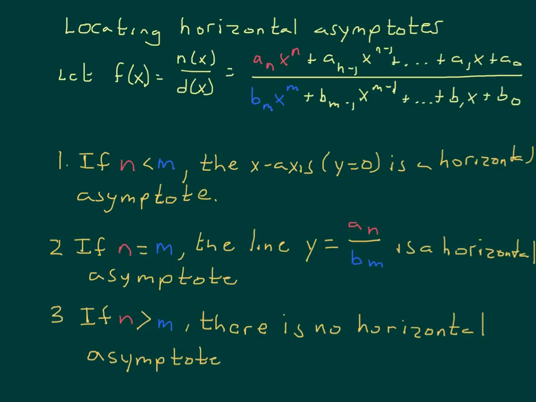To determine a horizontal asymptote, we look at just n and m. If n is less than m, in other words, if the degree of the numerator is smaller than the degree of the denominator, then the x-axis, y equals 0, is the horizontal asymptote for that rational function. If n equals m, in other words, the degrees of the numerator and denominator are the exact same value, then we get a horizontal asymptote, and it is just the ratio of those leading coefficients, a sub n over b sub m. Just those two numbers, that fraction, will be the horizontal asymptote. And if n is greater than m, then there is not going to be any horizontal asymptote.